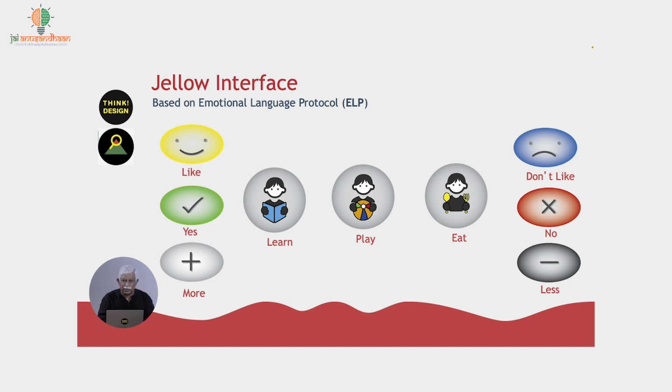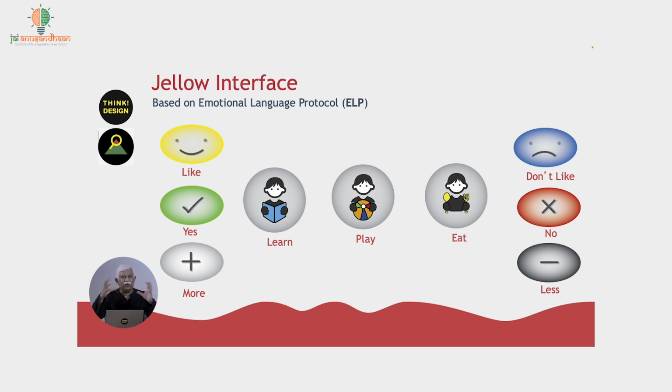Okay, so let's explain the details of Jellow. So this shows the Jellow interface. The category buttons are in the center. Here you can see learn, play, and eat. For example, let's say I press learn, it says learn. And if you press the happy button, it says I like to learn. If you press the tick yes button, it says I want to learn. And if you press the plus button, it says I want to learn some more. The negatives are on the other side. I don't like to learn. I don't want to learn. I don't want to learn anymore.